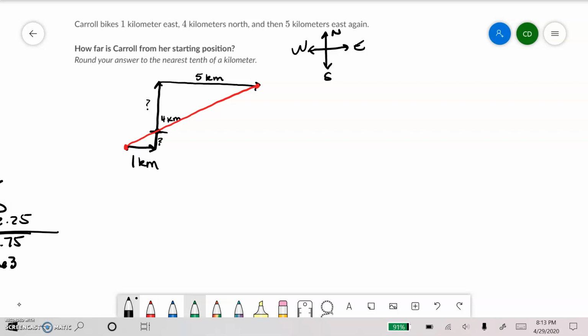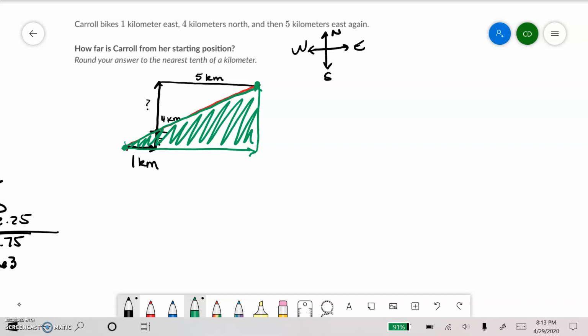So here's the other thought. Her starting point is still here. Her ending point is still here. So instead of following her path, what if I just went the whole way east, and then the whole way north? Probably should go over more. There we go. Then I don't have multiple triangles. I just have the one green triangle that I have to deal with.